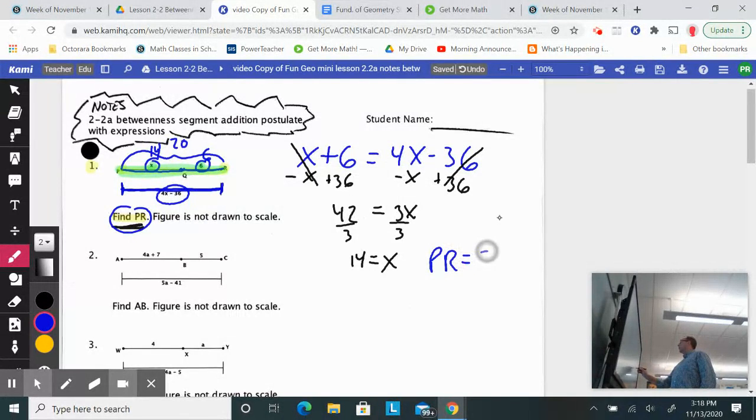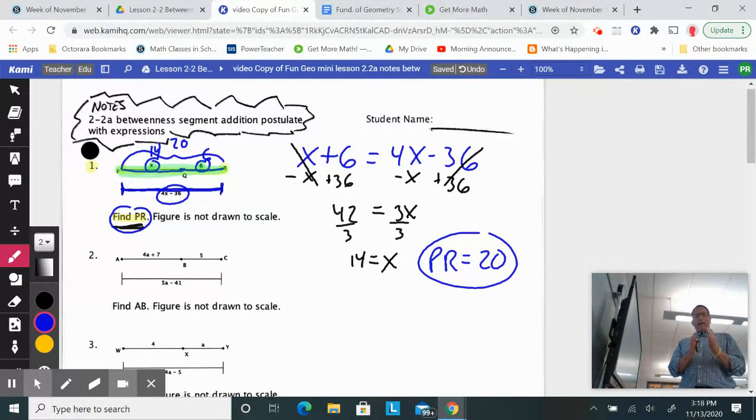PR equals 20. A common mistake people make is they say the answer is 14. But 14 was just the variable x, and then we use that variable to help us answer the question originally, which is find PR. Let's take a look at the next one.